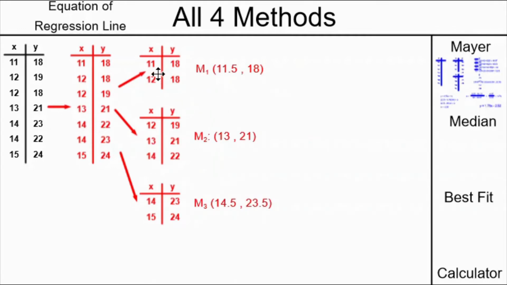So the median of the x's from the first table is 11.5. The median of the y's from the first table is 18. I arrange these as a coordinate pair, and I do the same thing for the second and third tables.